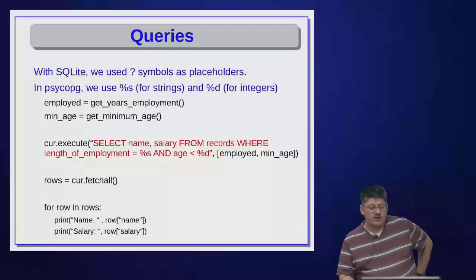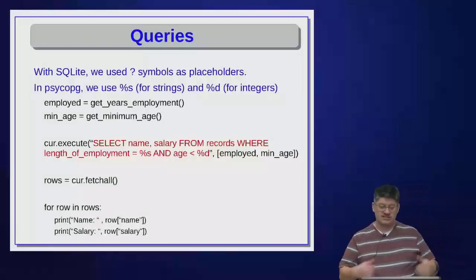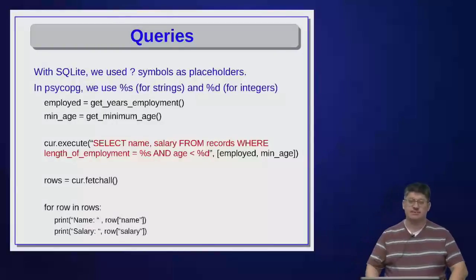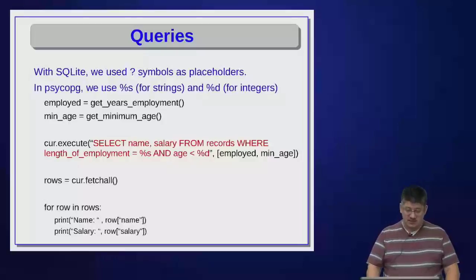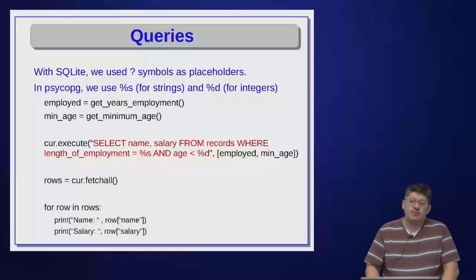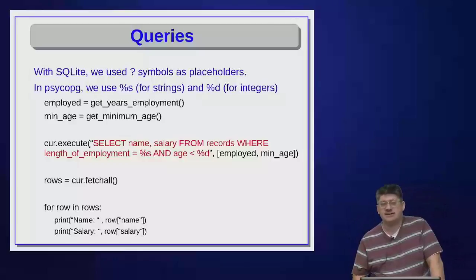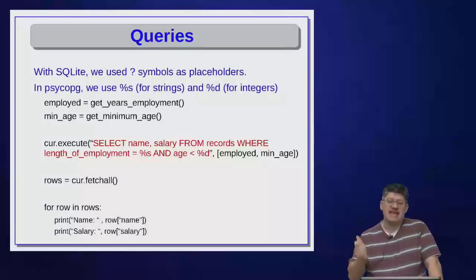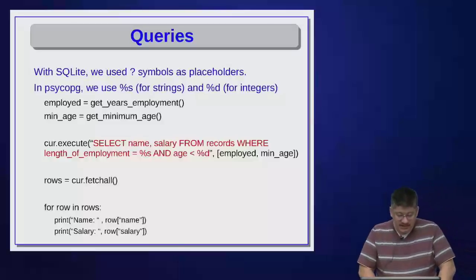Running select queries is a little bit different, though. So with SQLite, if I wanted to run a select query, I had to put question marks in as placeholders. In PsychoPG, we actually use a different syntax. So if I want to put in a string placeholder, I put in a %s. If I want to put in an integer, I say %d. The d stands for decimal because integers are decimal numbers. They're in base 10. So %s and %d are going to be my placeholders.